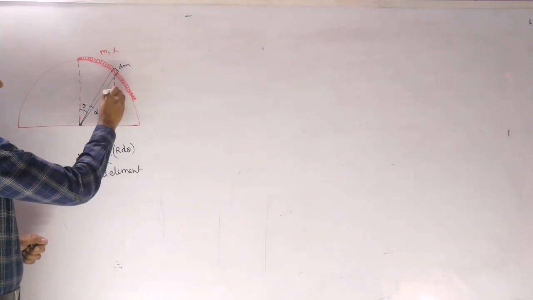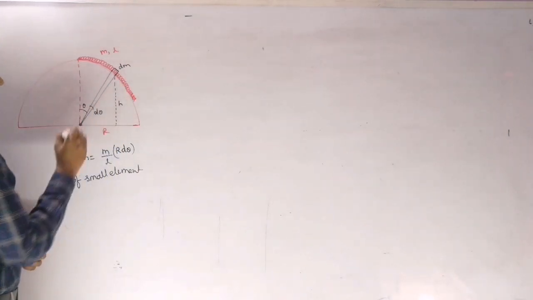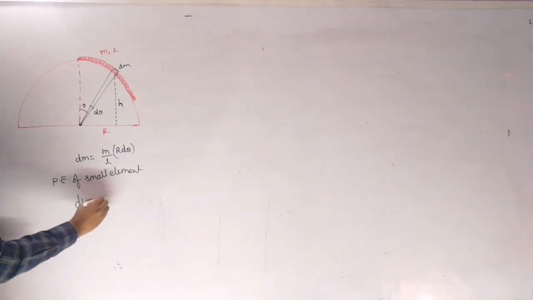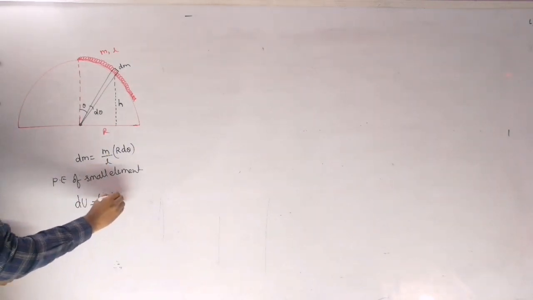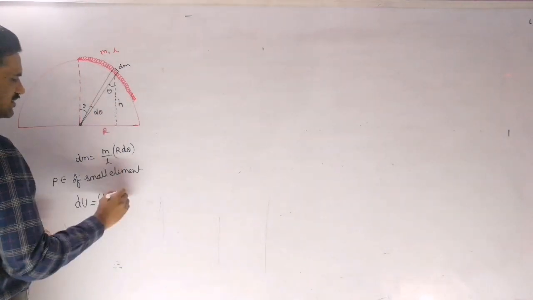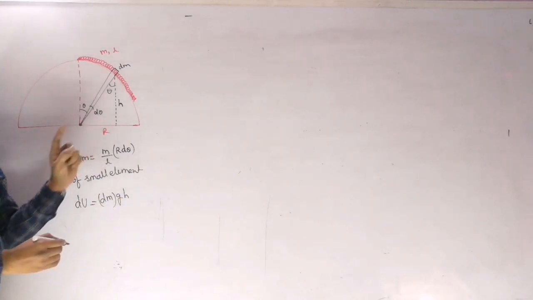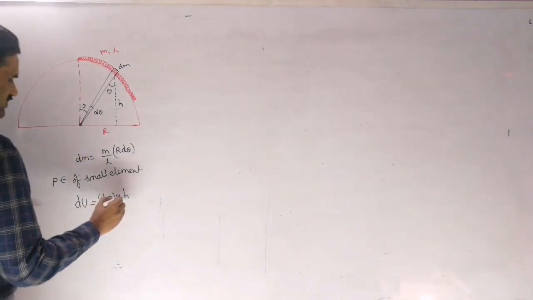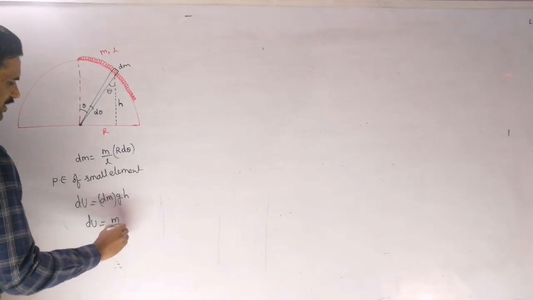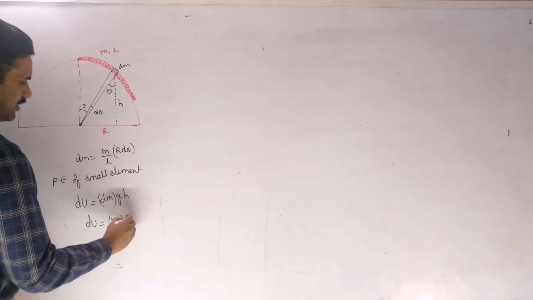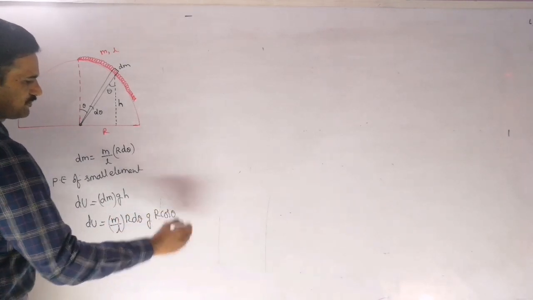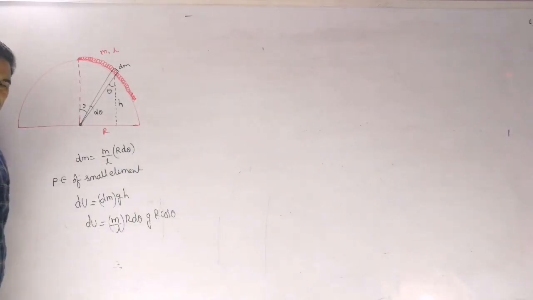So that means now suppose it is at a height of h with respect to the center. Then the potential energy of the small element we can write as dm into g into that height h. And that h value you can write as r cos theta. So du is equal to m by L into r d theta into g into r cos theta. Now we can integrate this equation.